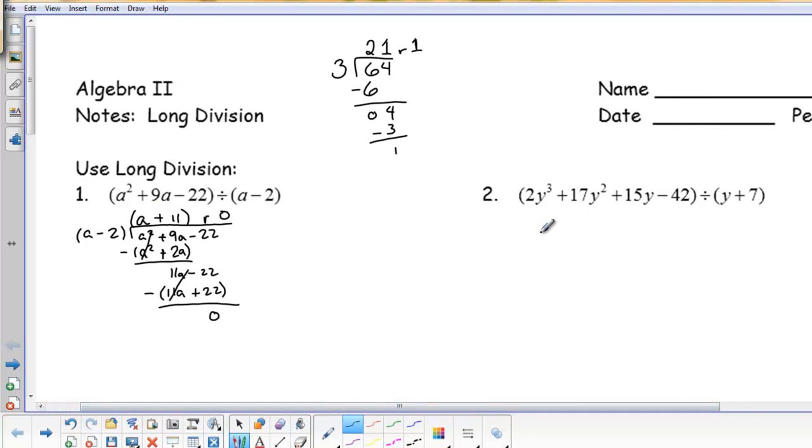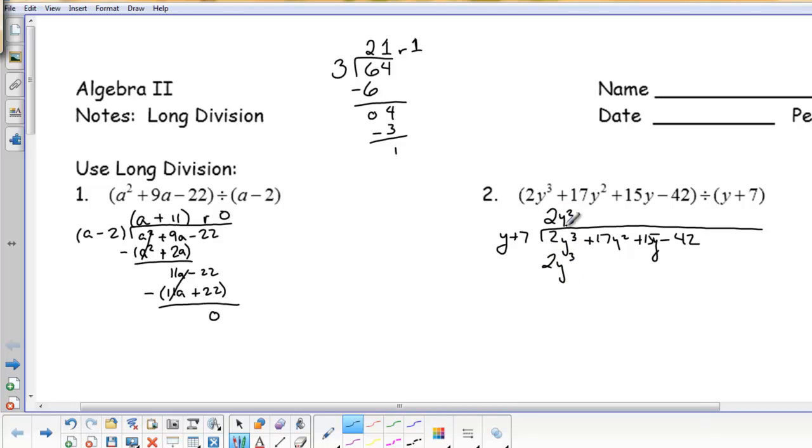Number 2. y plus 7 into y to the third plus 17y squared plus 15y minus 42. Take a quick check and notice that all your degrees are there in descending order, so we do not have to add in our 0 for any missing degree. What number times y equals 2y to the third? That's going to be a 2 and a y squared. So now I'm going to multiply that by every number inside the binomial, line them up appropriately under their degree.